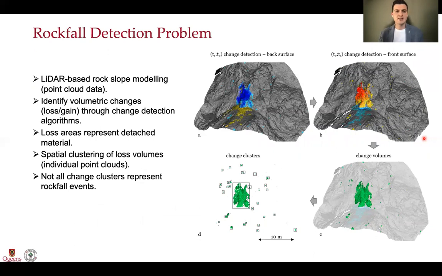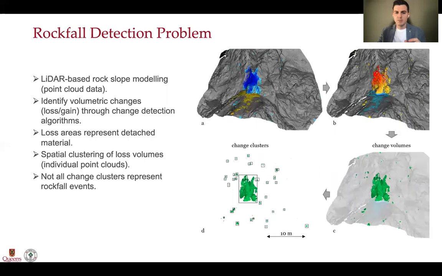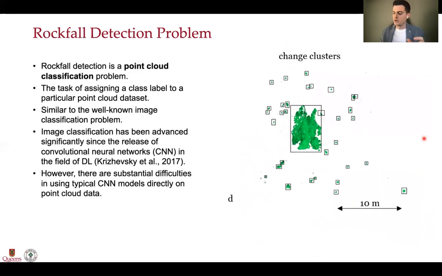As such, with LiDAR-based rock slope modeling, we have this volumetric point cloud data to do the analysis. We identify volumetric changes through change detection algorithms, where loss areas represent the detached material. And then we do spatial clustering of the loss volumes to create individual point clouds, but not all changes represent rockfall events.